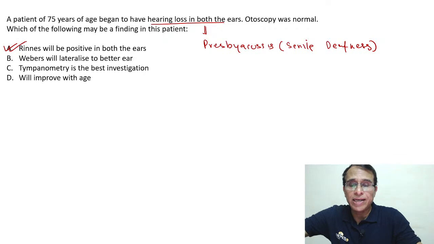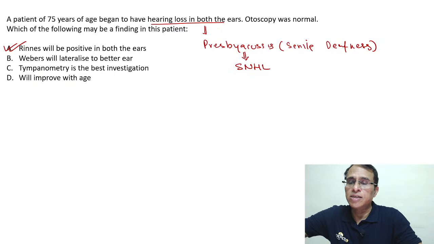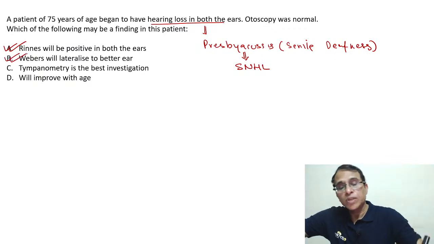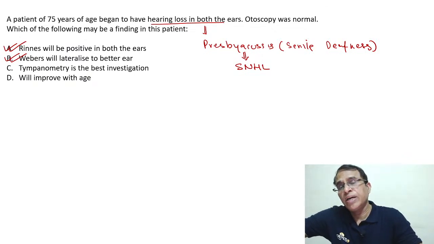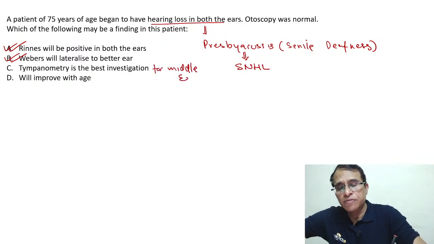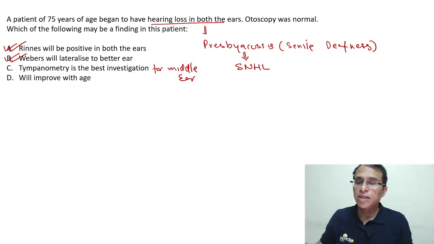and it is usually bilateral because age will affect both the ears. And presbycusis, which is age related hearing loss, is often sensorineural hearing loss. It causes sensorineural hearing loss in both the ears, and therefore Rinne's will be positive in both the ears. This is also true actually. In SNHL, Weber's goes to the better side. So there is a printing mistake here, but both A and B are equally important. Both are correct answers. Tympanometry is only for middle ear. This is inner ear disease. Tympanometry is done for middle ear, so not for inner ear. Yes, Ganesh, you are right.